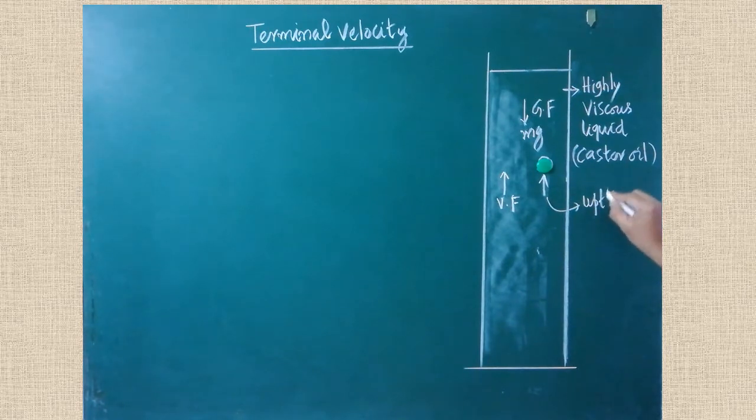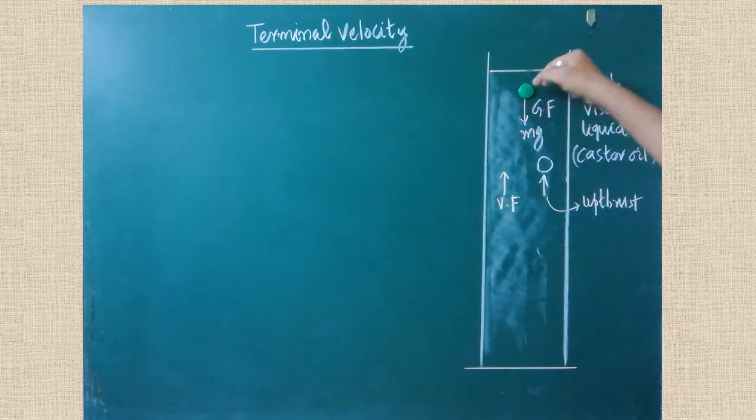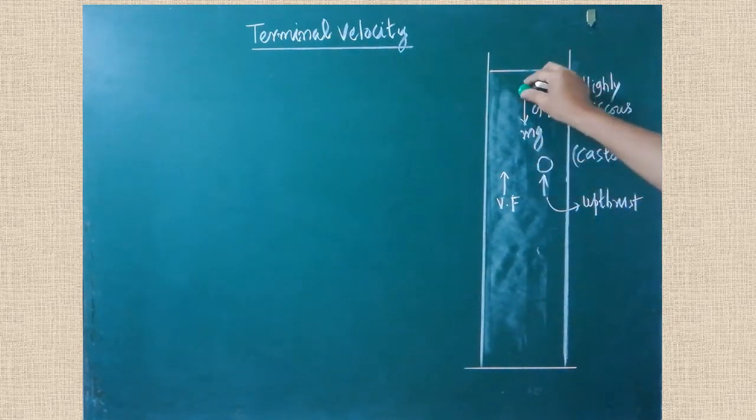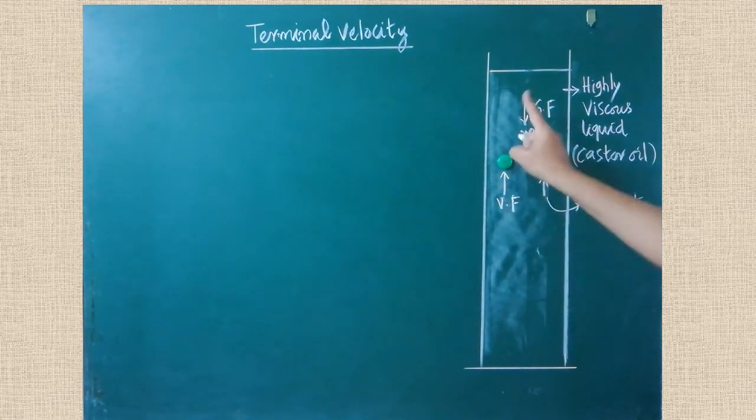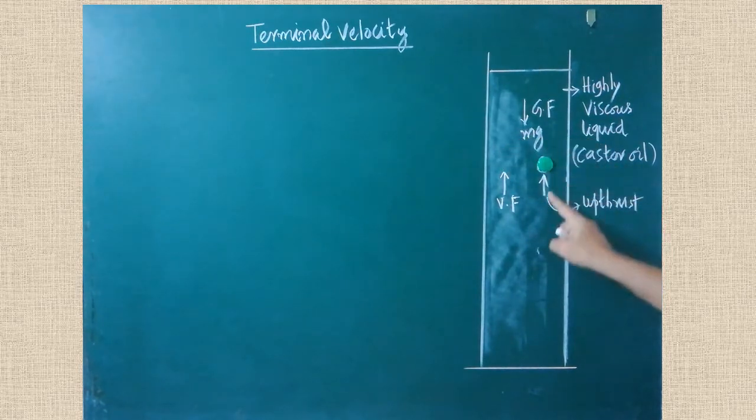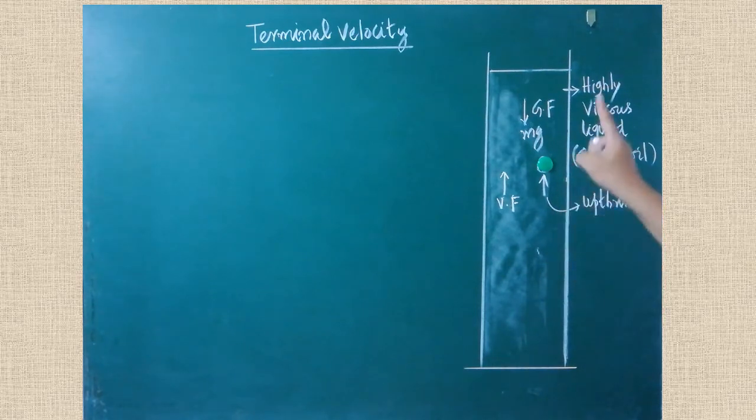One upward, two upward forces, one downward force is acting. So, how many forces are acting on the body? The downward gravitational force, and on the same metallic sphere, one viscous force, also called viscous drag, and one more force, called upthrust. Therefore, two upward forces are acting and one downward force is acting.